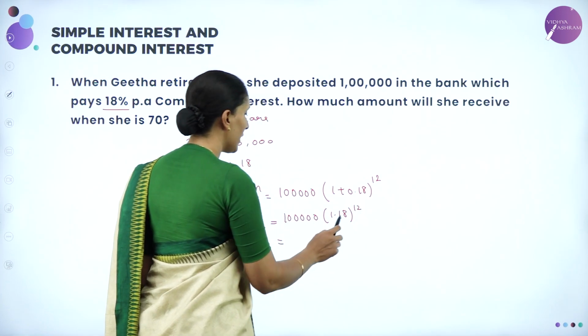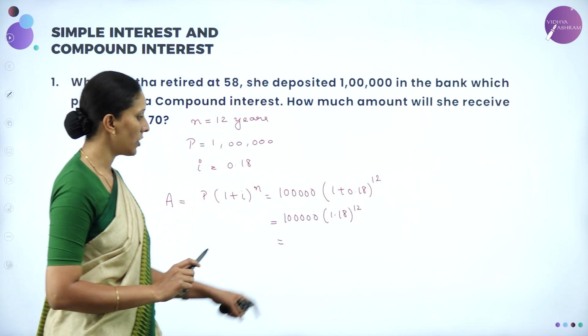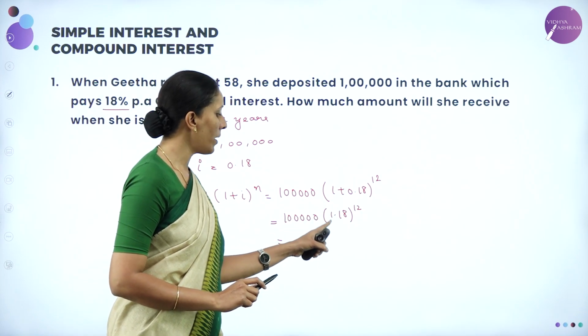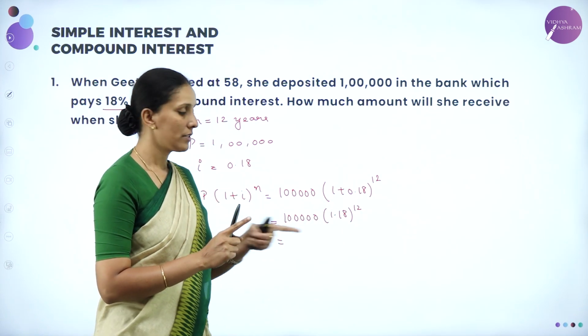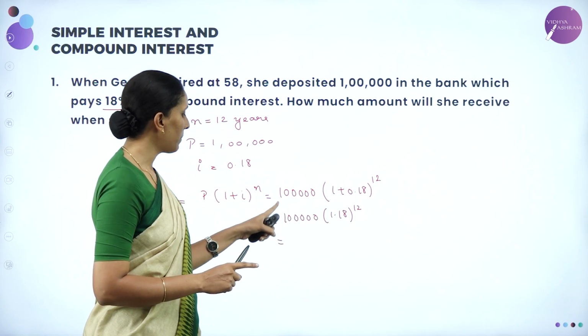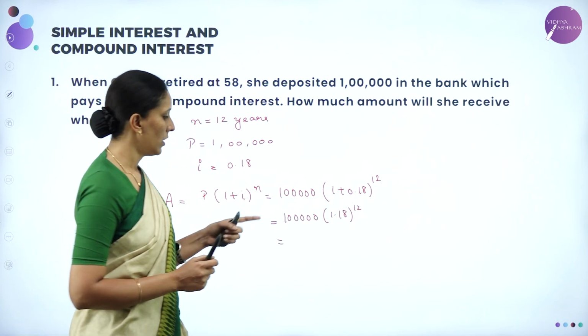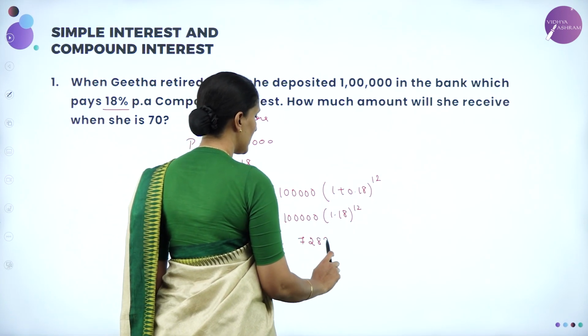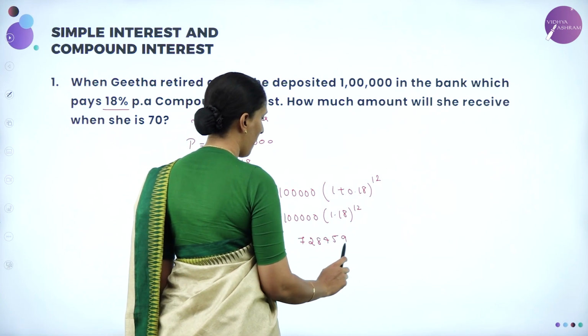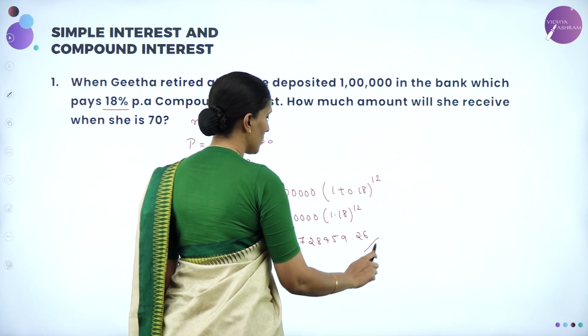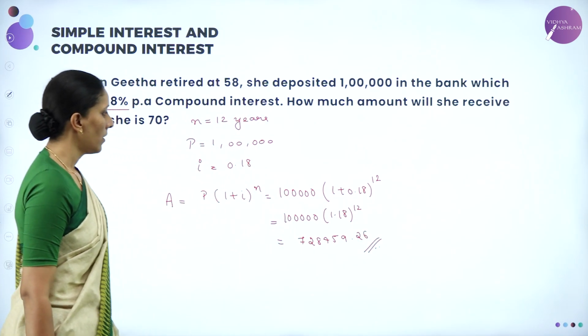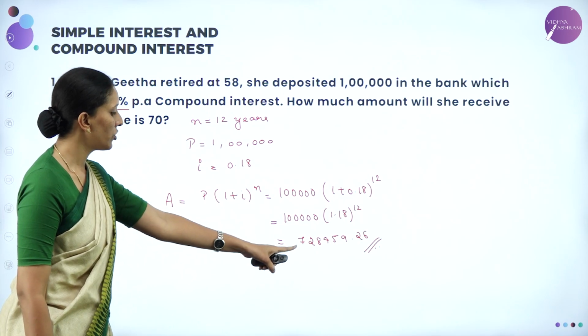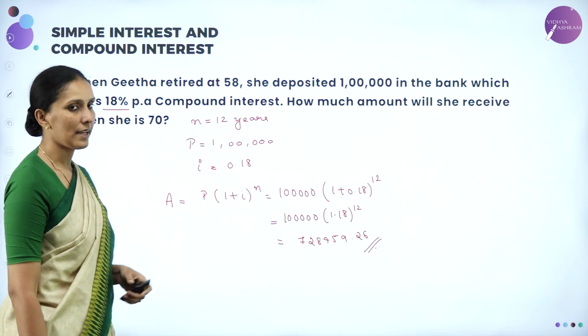Always use the calculator for better verification. Here you need to multiply 1.18 twelve times since the power is 12, and then multiply the result by 1 lakh. Then the final value will be 728,759.26. So this is the amount she received when she was 70.